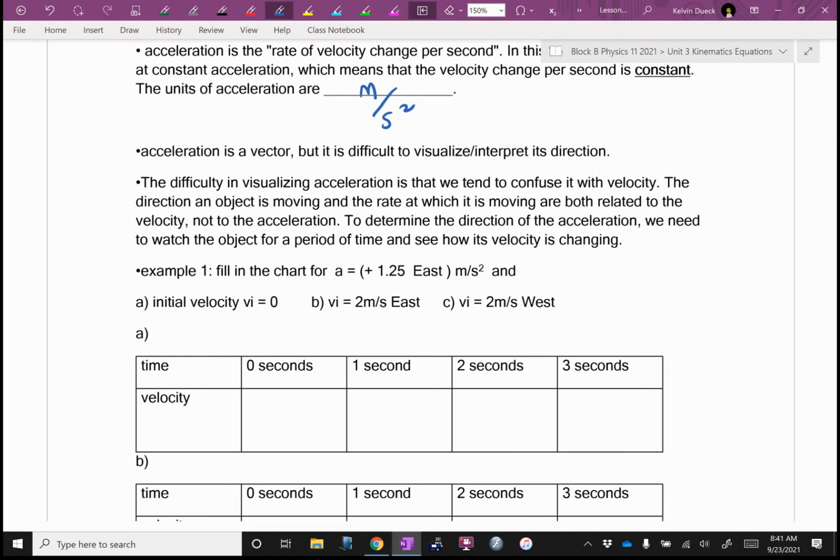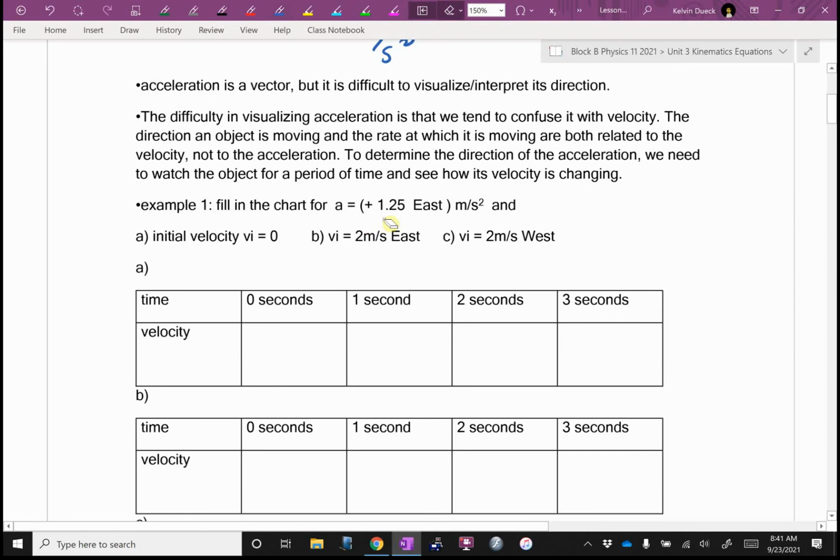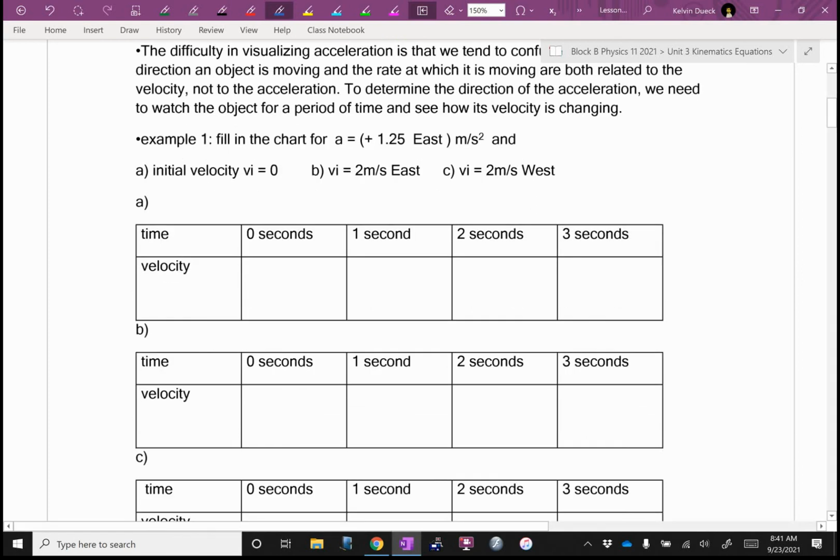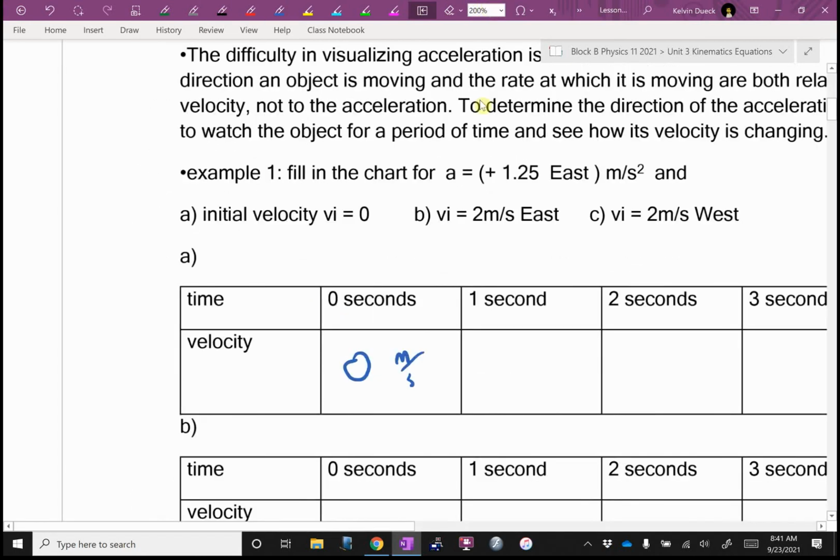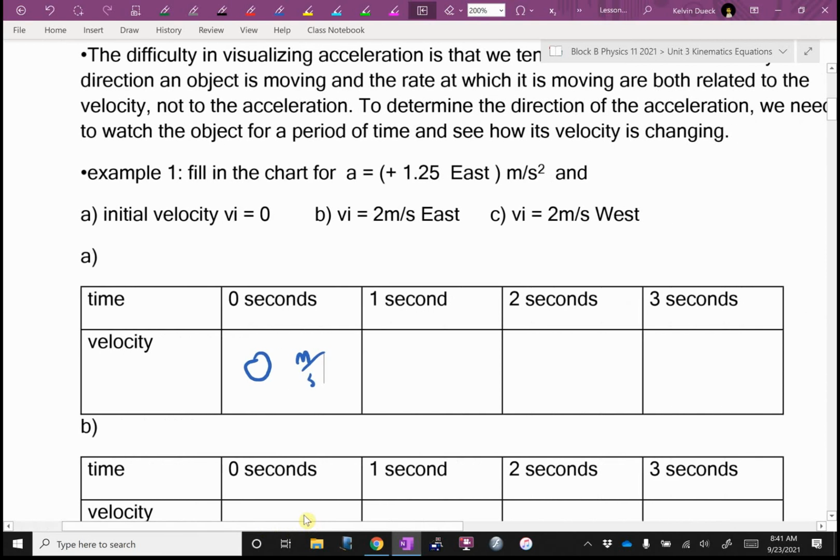Let me give you an example. It says this: fill in the chart for positive 1.25 meters per second squared east. We're accelerating east. Which way are we accelerating, folks? East. Let's just call that positive. Keep it simple. And then we're going to look at three situations with our initial velocity. It's going to seem confusing at first. Don't panic. It'll become clear. So in the first situation, our initial velocity is 0 meters per second. What's our acceleration? 1.25 east, or positive 1.25.